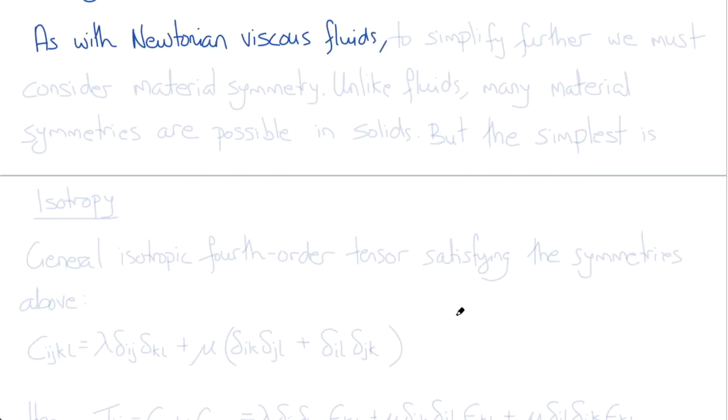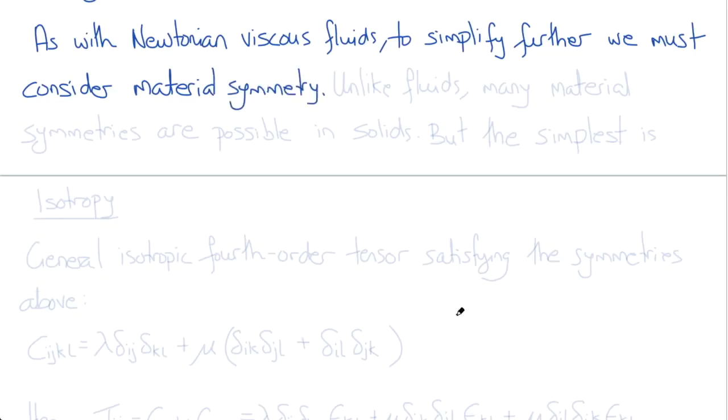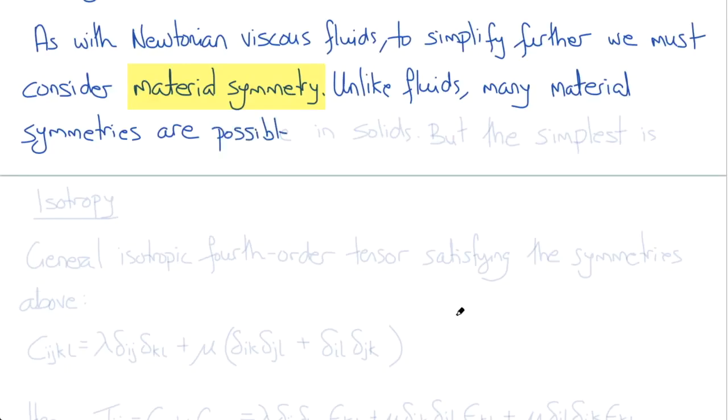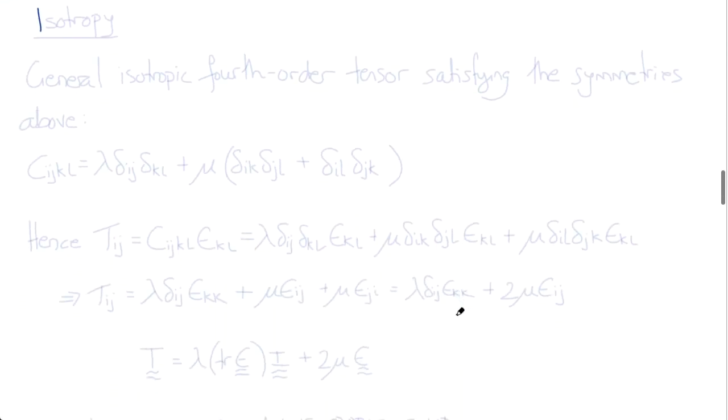But as with Newtonian viscous fluids, to simplify any further, we need to consider the material symmetry. Unlike fluids, many material symmetries are possible in solids. It's easy to imagine and think of solids that have different properties in different directions. Like muscle has different properties along its fiber orientations, so do tendons and ligaments and other fibrous connective tissues. The simplest material symmetry is isotropy.